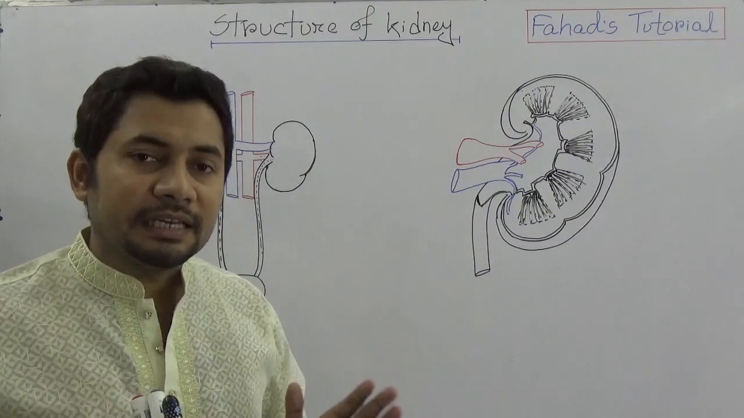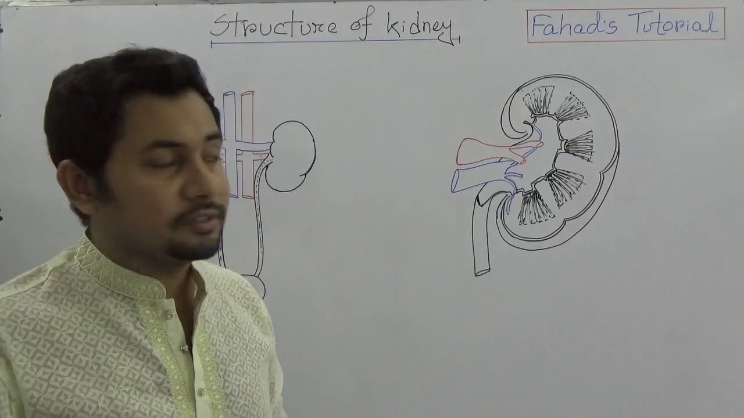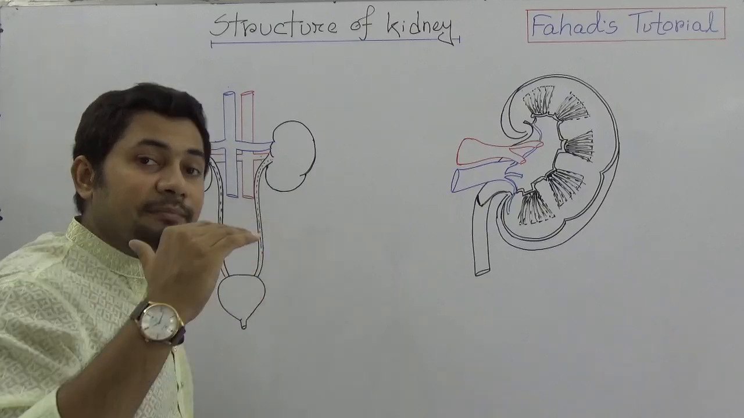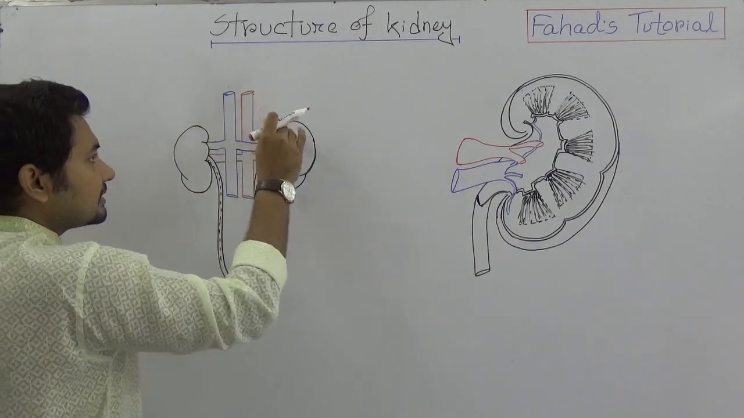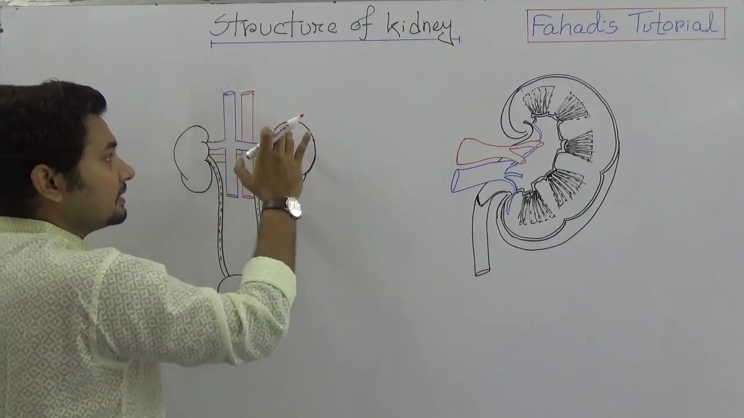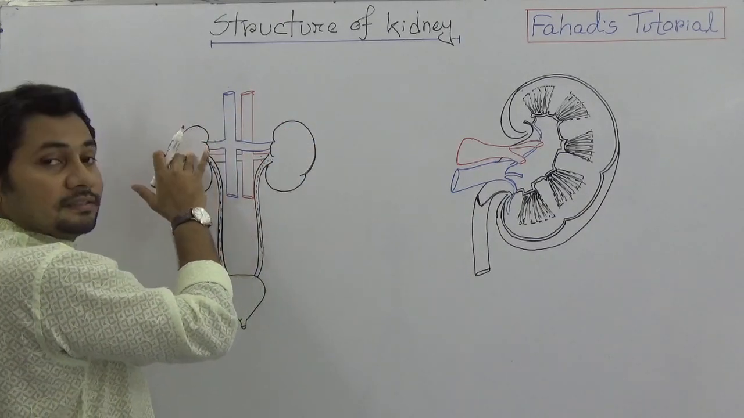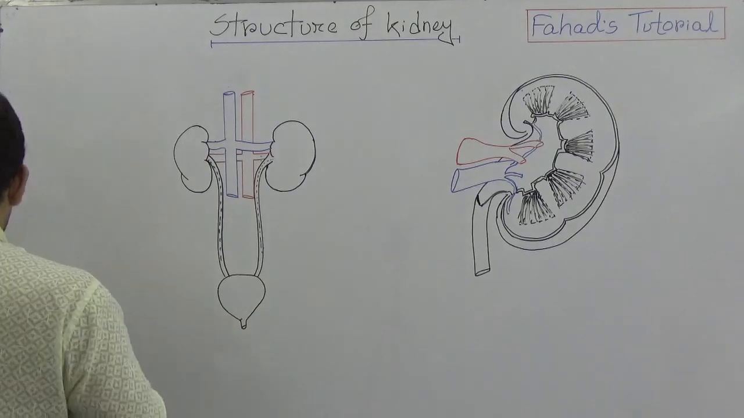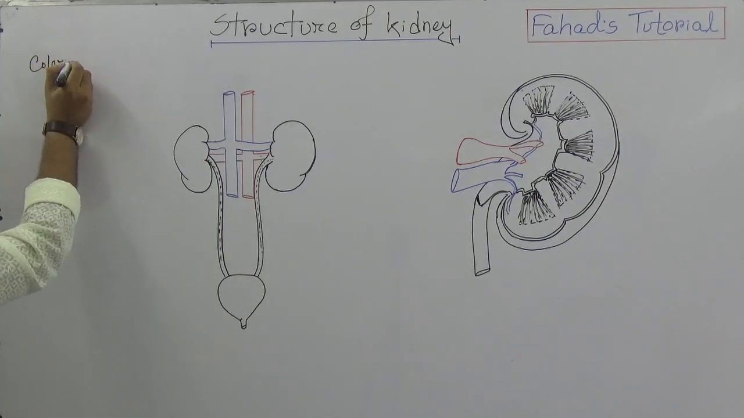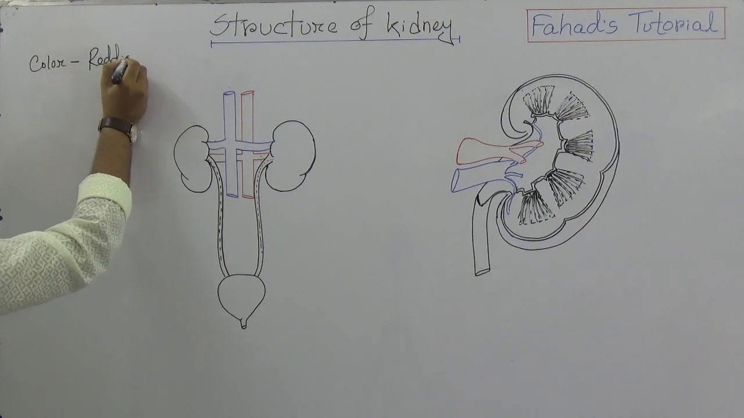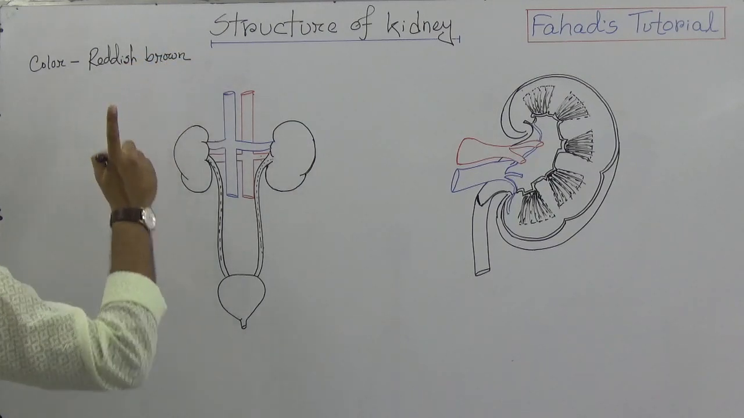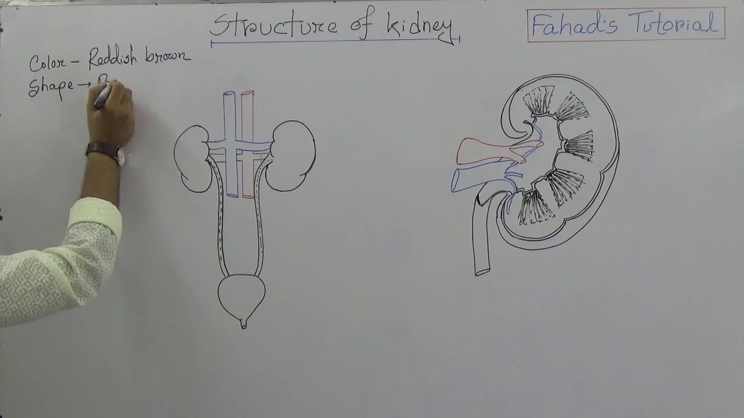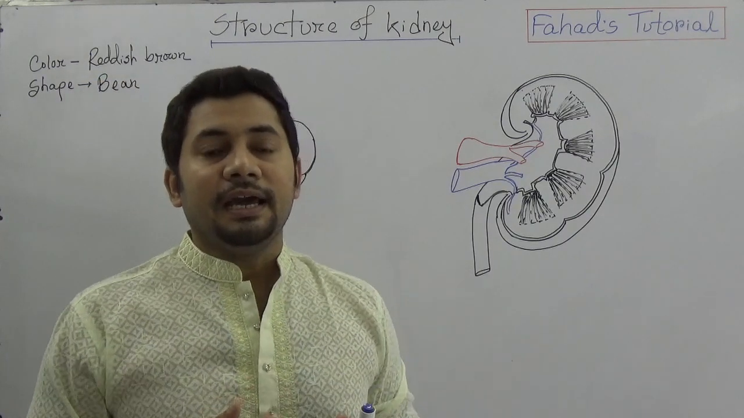When we study the kidney, we need to know its external morphology. We have two kidneys on either side of the vertebral column, situated in the abdominal cavity, and the left kidney is slightly higher than the right kidney. The color of the kidney is reddish brown, and one important thing is the shape. It is actually a bean shaped structure. So we can say this is a bean shaped structure with a reddish brown color.